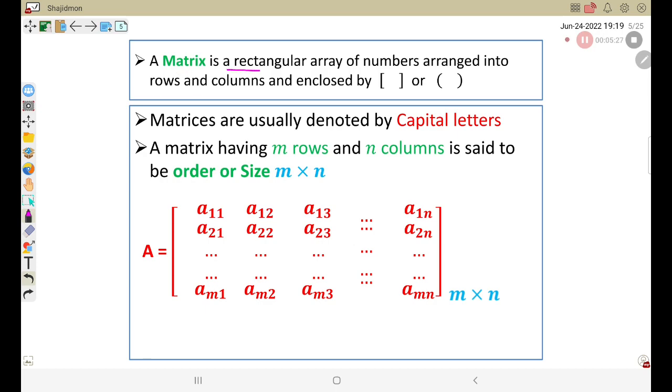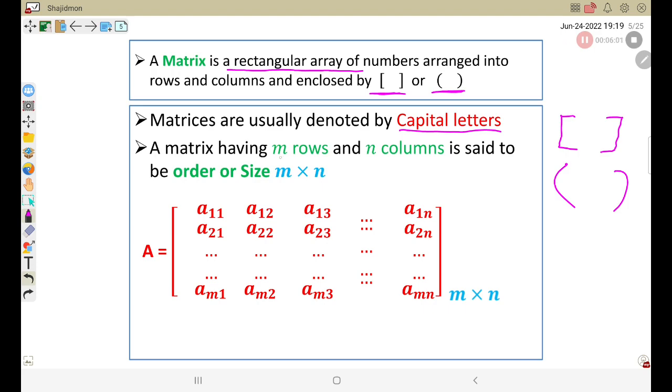A matrix is a rectangular arrangement of numbers arranged into rows and columns, enclosed by either this bracket, or this bracket, open bracket also, or we can use the closed bracket like this, or open bracket like this. Now, matrices are usually denoted by capital English letters. For example, matrix A equals A11, A12, like we have written the numbers here generally. So always we represent matrices with a capital letter like A.